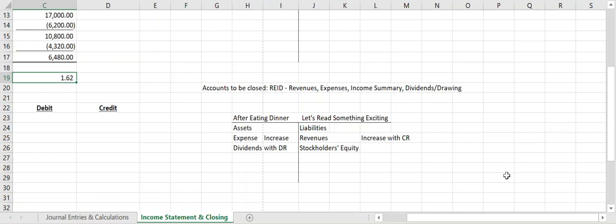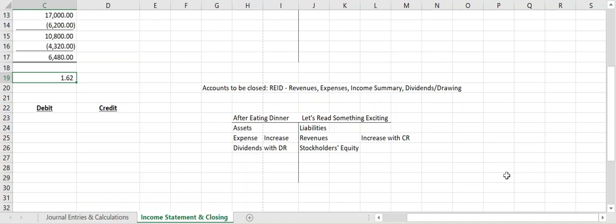So accounts to be closed are revenues, expenses, income summary, and either dividends if you're dealing with a corporation or the owner's drawing accounts if you're dealing with a sole proprietorship or partnership. So we close out those accounts, revenues, expenses, income summary, and dividends, because those are our temporary accounts, meaning that they only capture information for a 1-year time frame. And then we close out those accounts at the end of the year by setting their balances to 0 in our ledger and starting all over again in the next year.